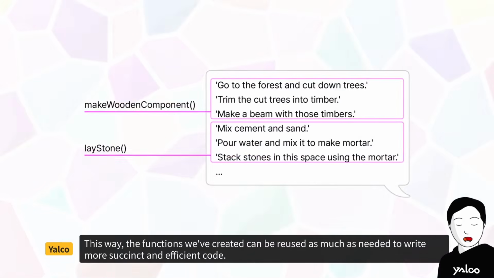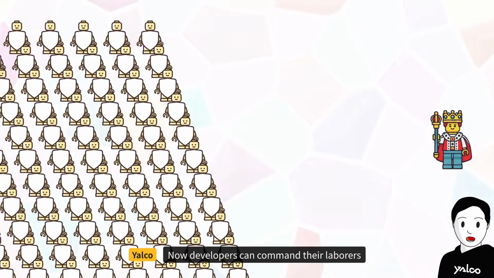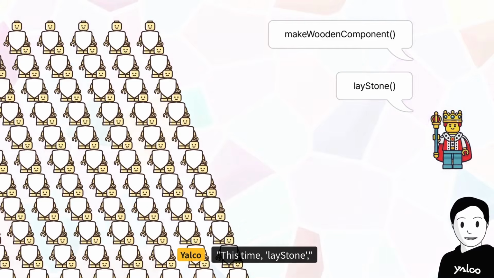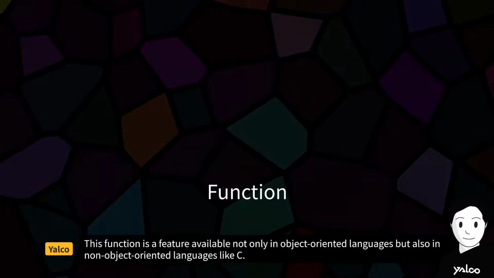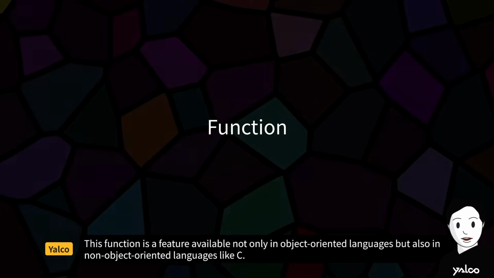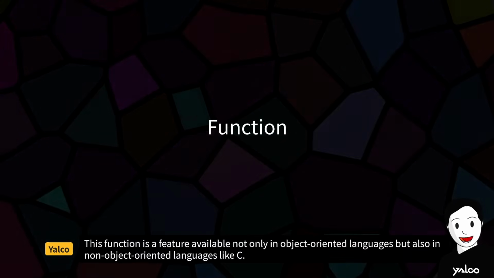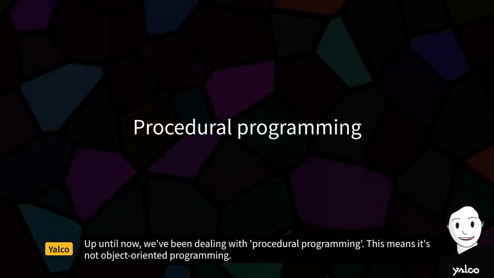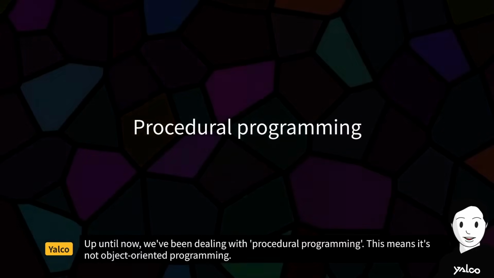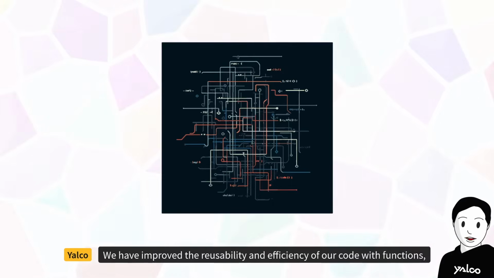This way, the functions we've created can be reused as much as needed to write more succinct and efficient code. Now developers can command their laborers, "Alright, from now on, make wood component, this time, lay stone," and so on. This function is a feature available not only in object-oriented languages, but also in non-object-oriented languages like C. Up until now, we've been dealing with procedural programming. This means it's not object-oriented programming. We have improved the reusability and efficiency of our code with functions.